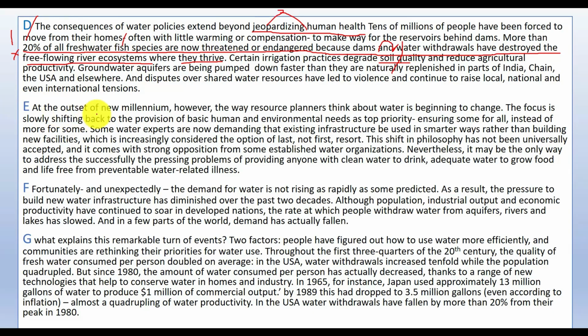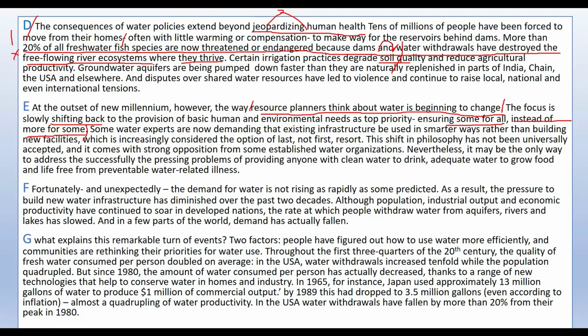At the outset of the new millennium, however, the way resource planners think about water is beginning to change. Some change is happening here, and this is similar to one of our clues and signals. The focus is slowly shifting back. Again, shifting back is an indication of change to the provision of basic human and environmental needs as a top priority, ensuring some for all instead of more for some. That's also an important sentence, ensuring some for all instead of more for some.